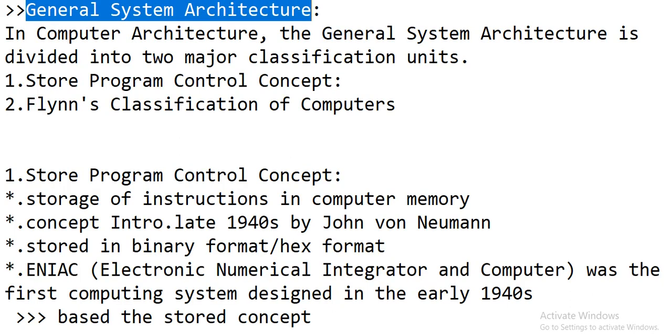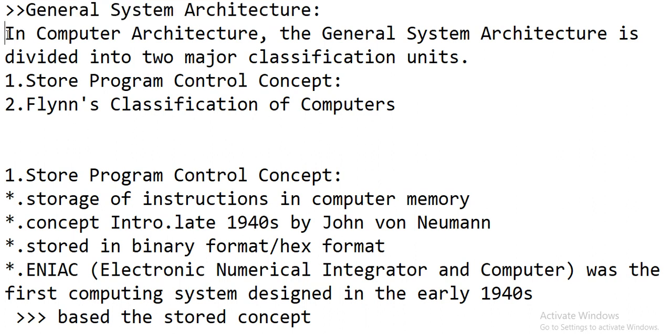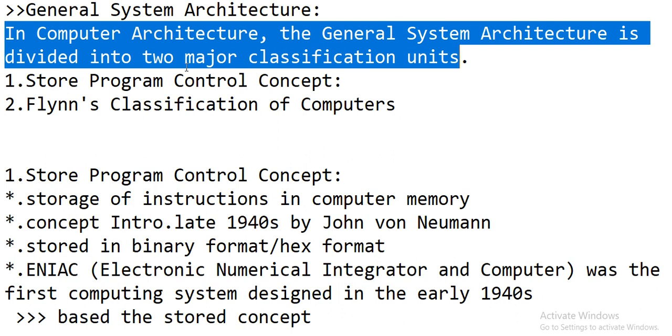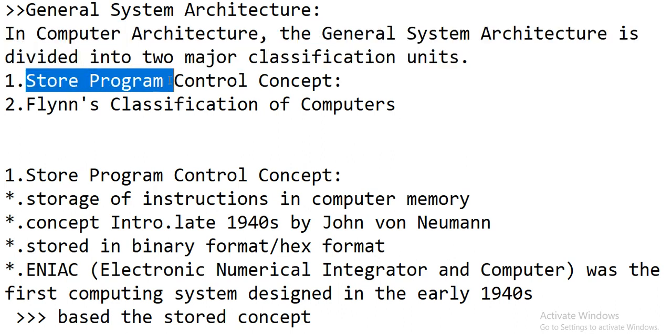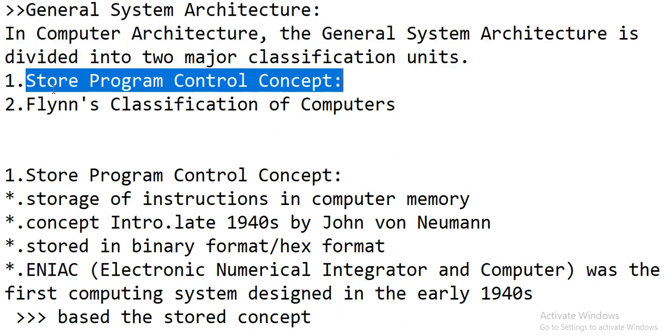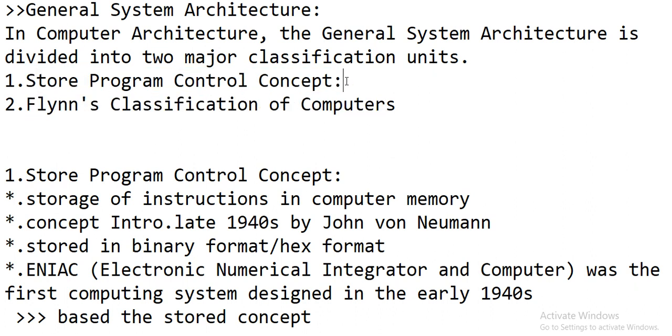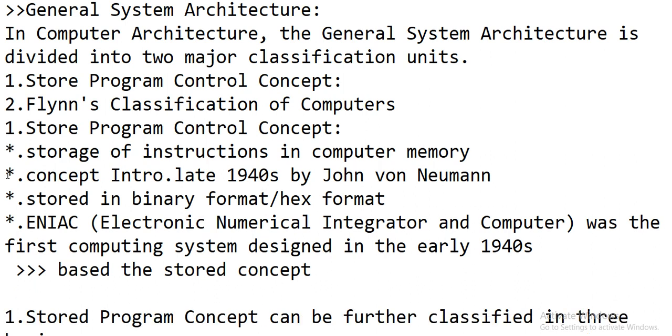General system architecture. In computer architecture, the general system architecture is divided into two major classification units. First is the stored program control concept, and second is the Flynn classification. Basically, the stored program control concept depends upon where your program is going to be stored and how it will be stored.